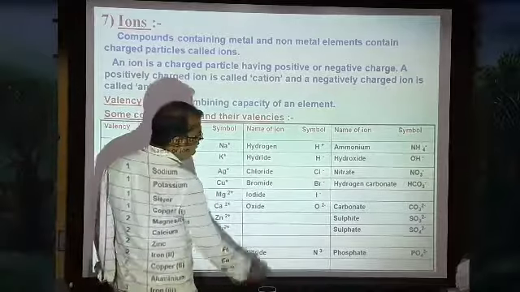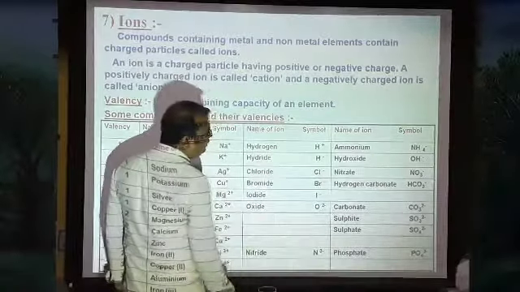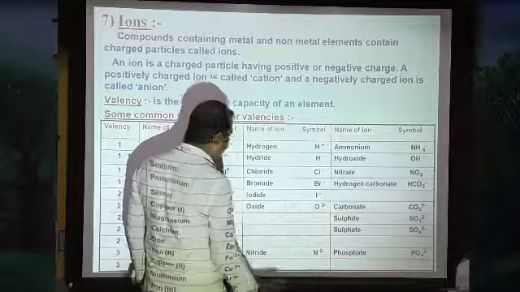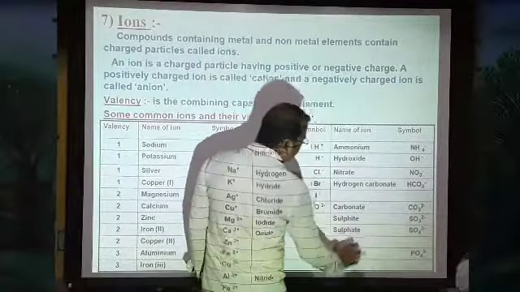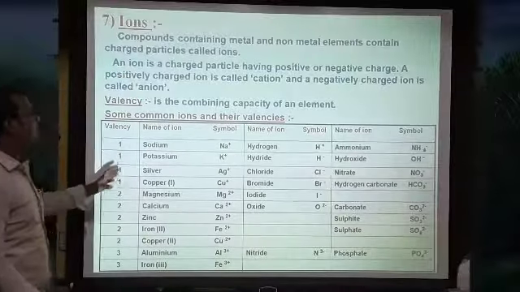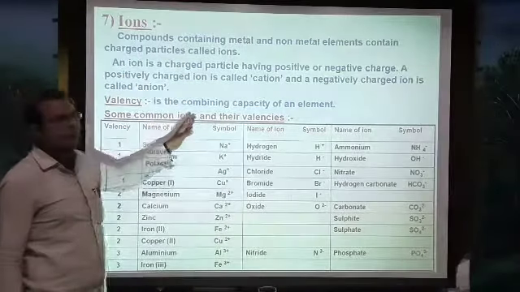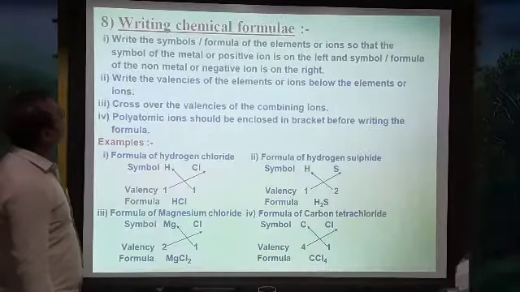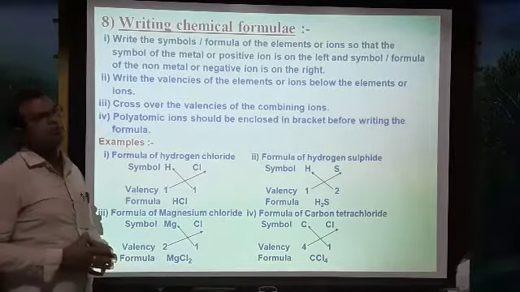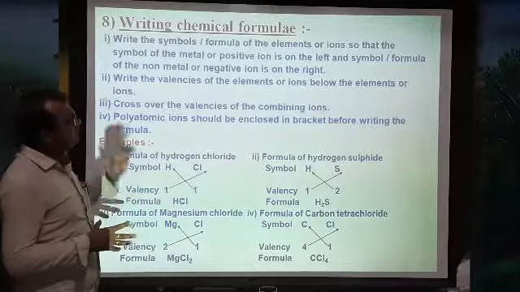Here you see some negatively charged ions and their symbols and their valencies. Again, here we have some examples. These are the different examples, their ions and their valencies. So we will see the next topic, that is how to write a chemical formula.